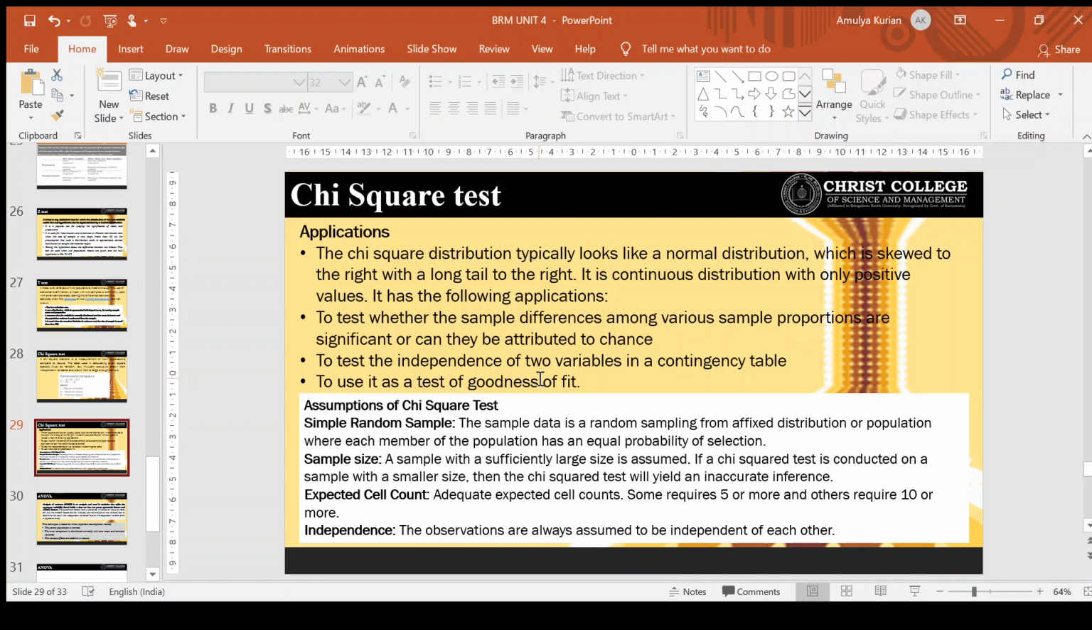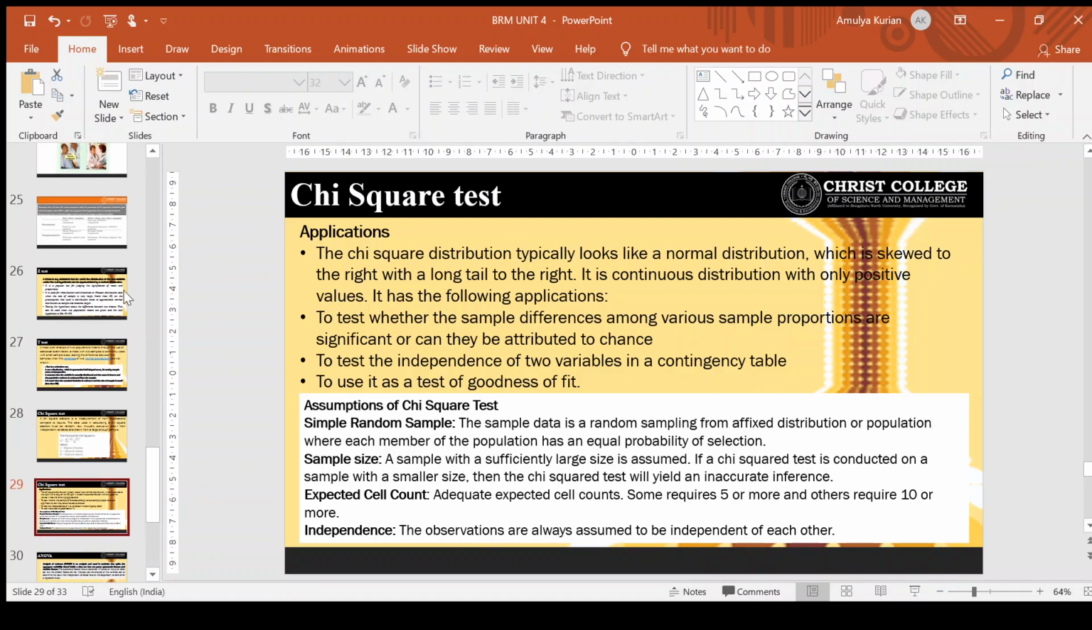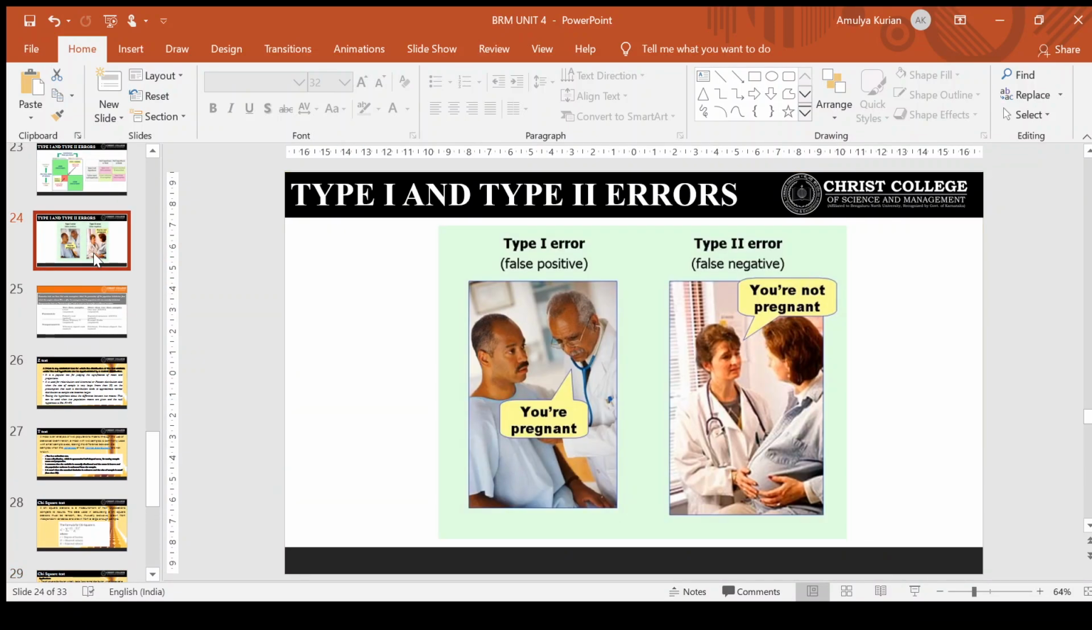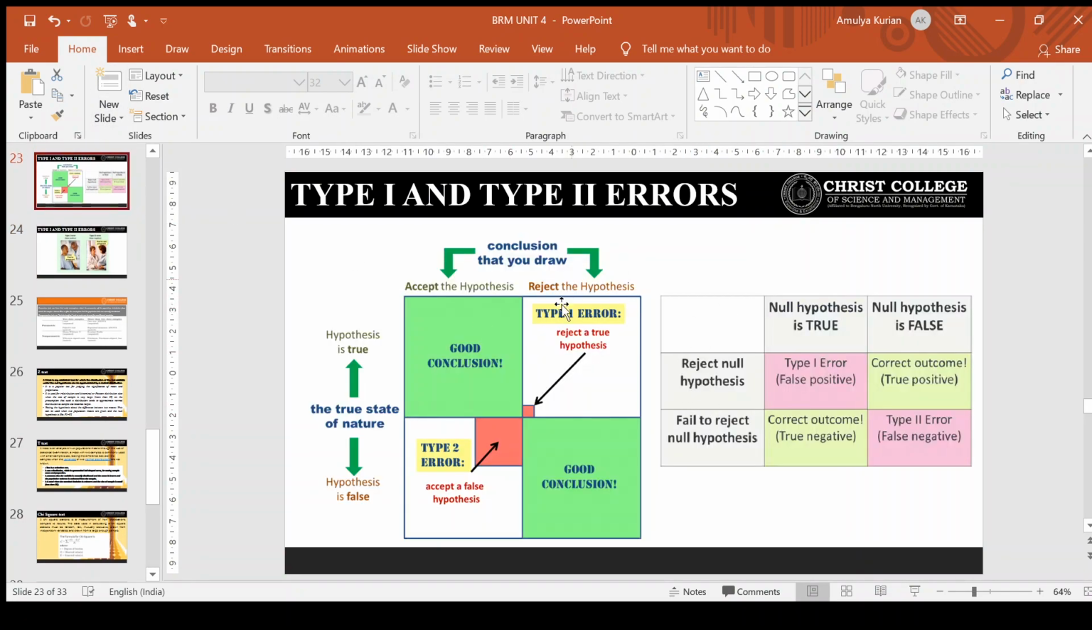Again, this is just for your information. As a BBA student, you should know what are the different tests. So till now we have studied 3 tests. First we studied what is parametric test, what is non-parametric, what are the 3 different parametric tests. One is Z test, T test, and the last one chi-square. So in this module we have covered what is type 1 and type 2 errors. Okay, I think this will explain. When you are rejecting a true hypothesis, it is type 1, and if you are accepting a false hypothesis that should be rejected, it's called type 2 error.